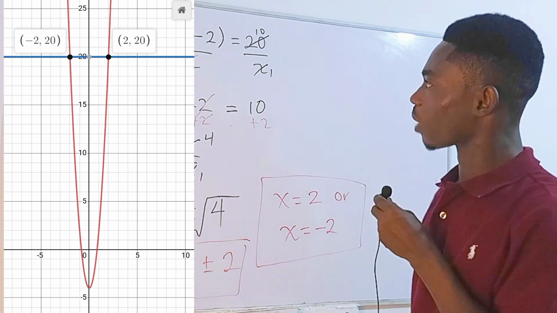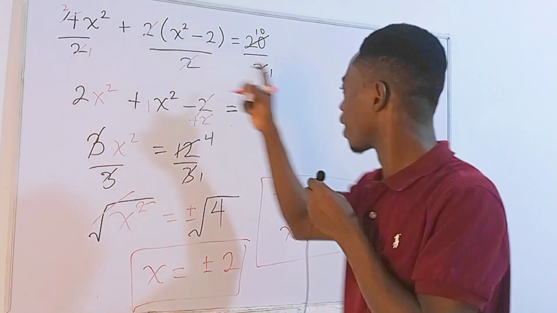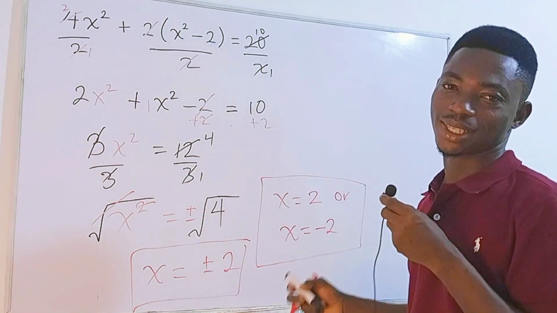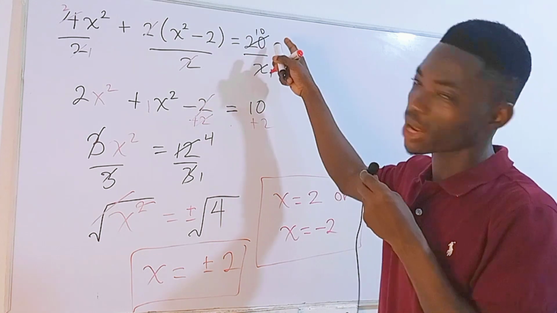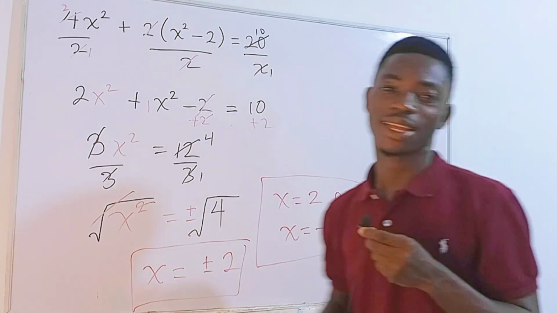Just like this. Now check this out. When you are done like this, don't just go ahead and replace x right here with each of these answers and verify whether you get the right hand side, which is 20. But just trust me, they all satisfy the equation.